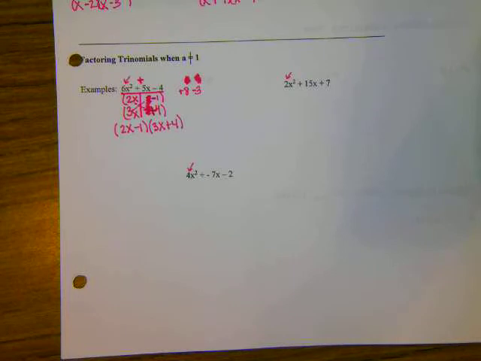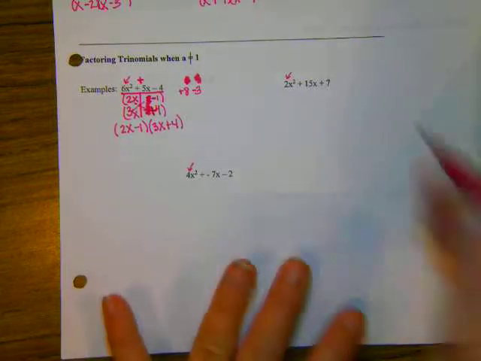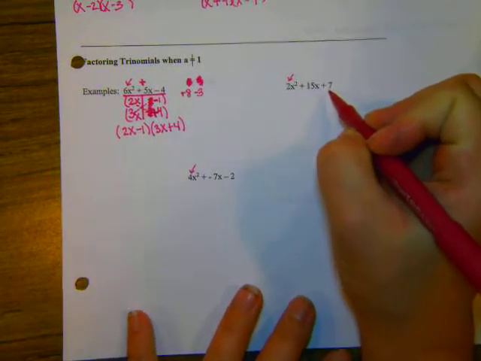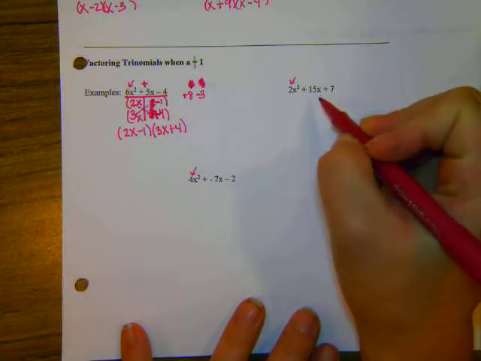So if you get your numbers down correctly, this will always work. That's why we show it, starting with all our freshmen here at South River. Let's try the next one. Again, 2x squared plus 15x plus 7. No GCF, so okay, no big deal.